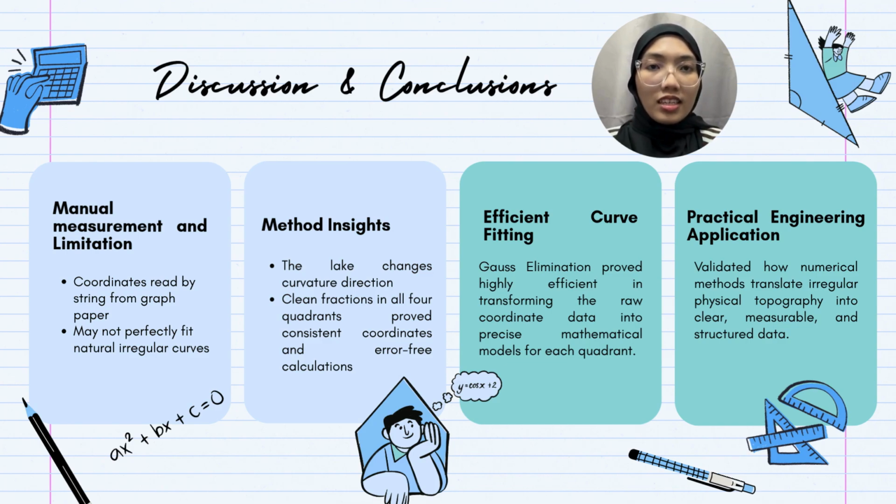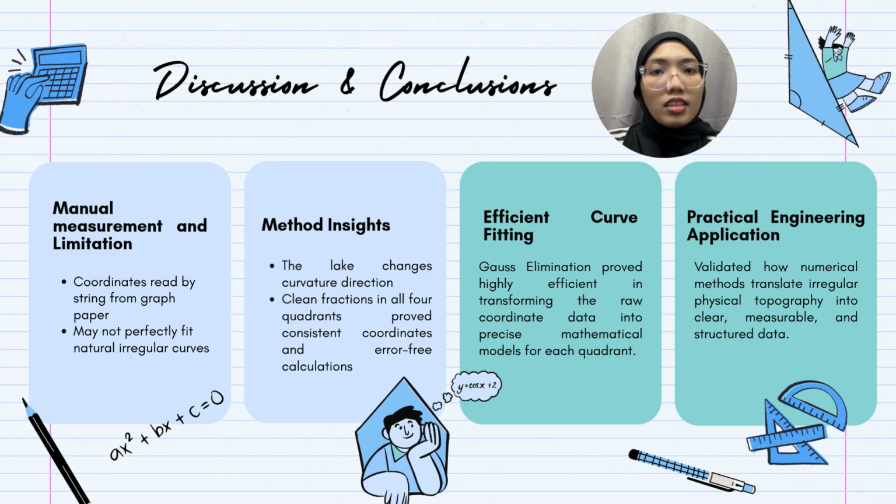Next is discussion and conclusion. Manual measure and limitation. Manual measurement of the coordinates from graph paper may introduce small human errors during plotting and reading. In addition, the size of the printed graph may not remain constant, as it can become slightly bigger or smaller during the printing process. This affects the scale and accuracy of the coordinate measurements, which can contribute to errors in the calculation.